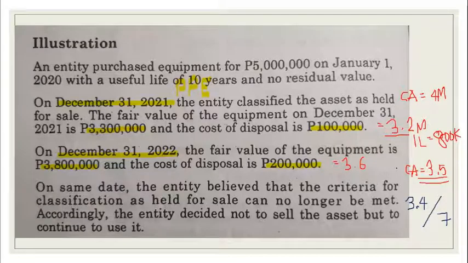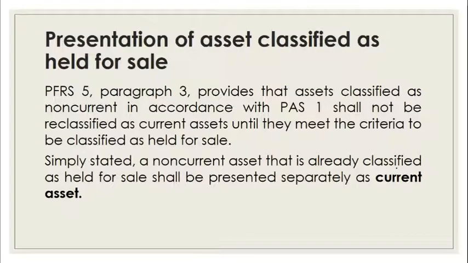Next is presentation of assets classified as held for sale. Under PFRS 5, it shall be classified as, which is obvious naturally, a current asset.